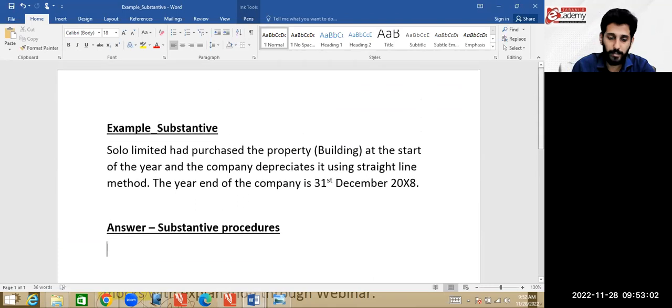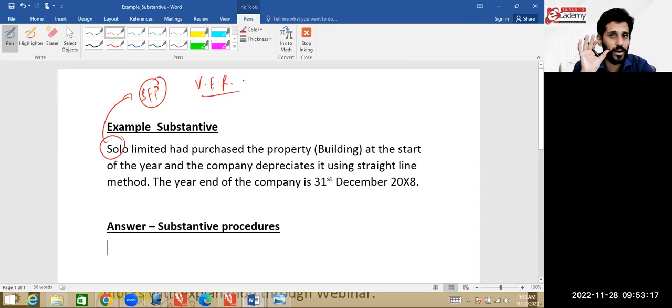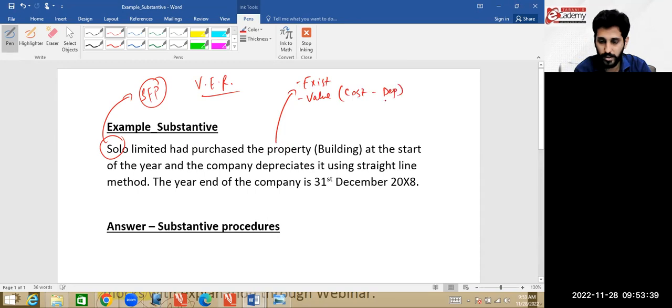Now, if the company had purchased the building, this is the name of the company, and the amount is related to the statement of financial position, and the assertion is VER. VER is the pure assertion related to a balance sheet item. So you must write the three procedures on these things. If the company purchased the property, the property must exist. The property must have its ending value, that is cost minus depreciation, and there are rights and obligations, which is the ownership. All right.